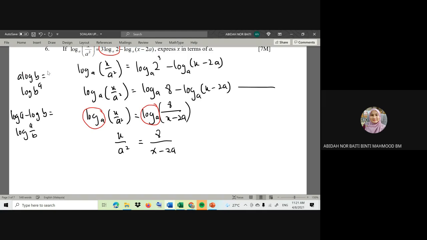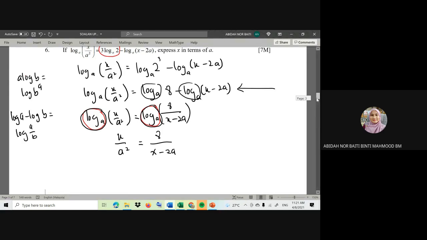Macam yang ni dia belum lagi single log. Dia ada 2 log kan. Ni tak boleh compare lah kalau macam ni. Dia mesti syarat dia single log. 1 log belah kiri, 1 log sebelah kanan. Syarat dia same base. Dua-dua mesti base yang sama ya. Baru kita boleh compare.